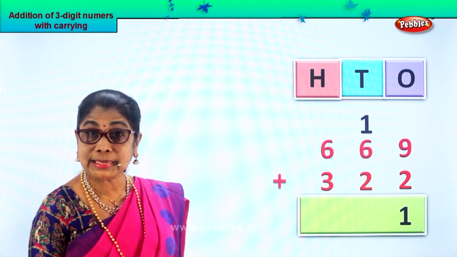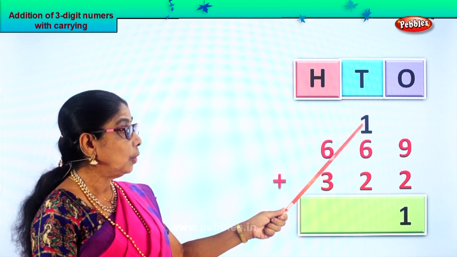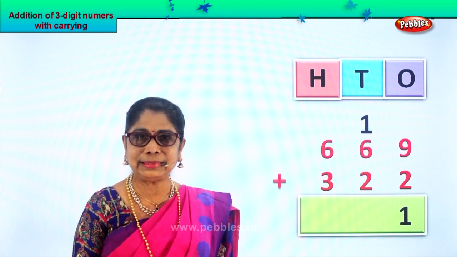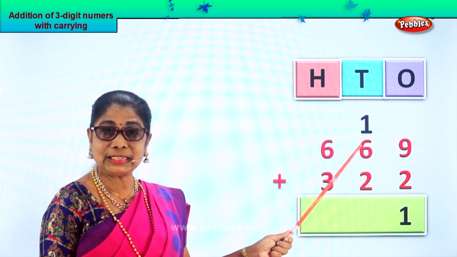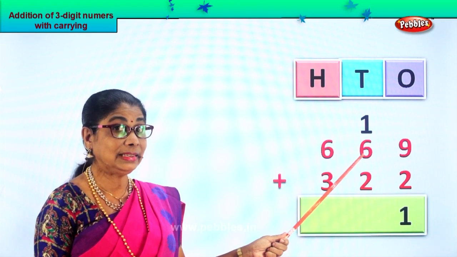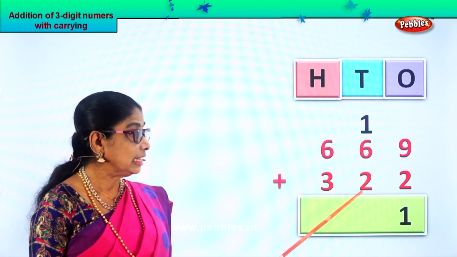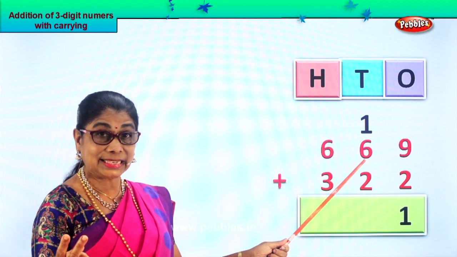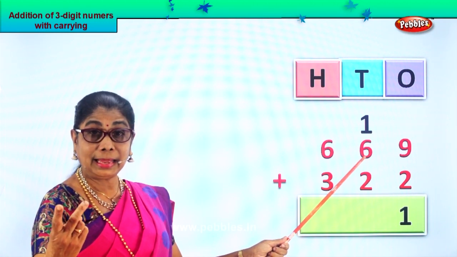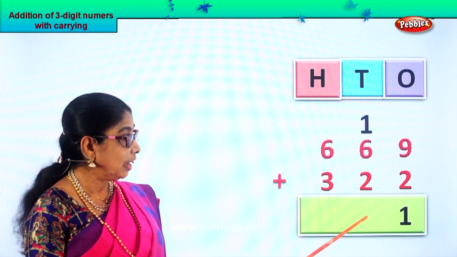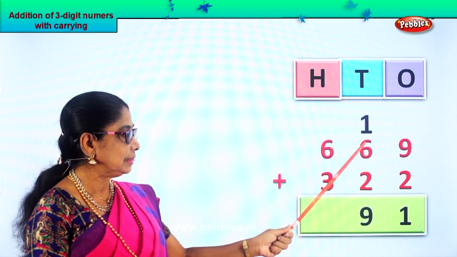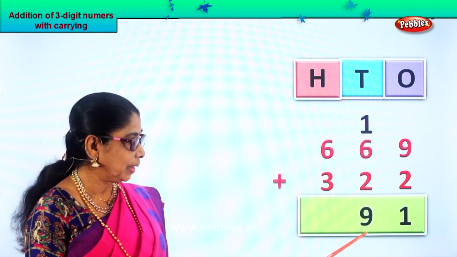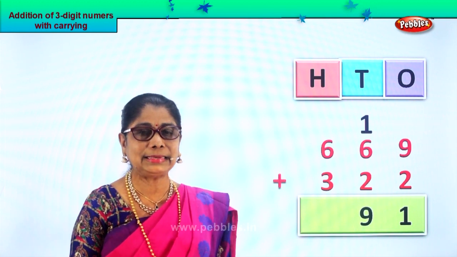Let's add up all the tens now. What do we have here? 1 ten plus 6 tens plus 2 tens. Let's add. 6 tens plus 1 ten, 7 tens. 7 tens plus 2 tens. 7 in the mind, take 2 on your fingers. So 7, 8, 9. We have 9 tens. 6 tens plus 1 ten, 7 tens. 7 tens plus 2, 9 tens. We have 9 tens in the tens place.